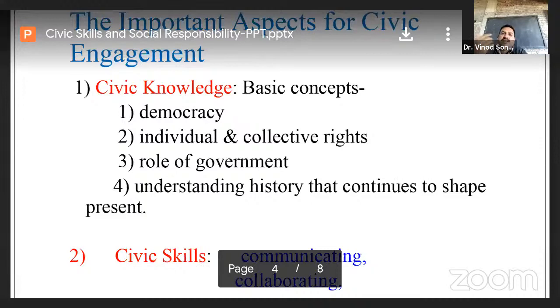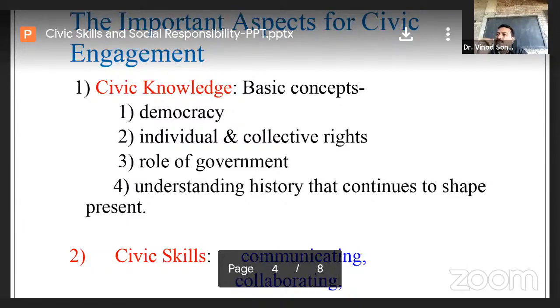Now, we have to engage ourselves in civic activities. We cannot say that though I am a citizen of India, though I am a voter, I have nothing to do with politics, with the government and elections. As you are a voter, you have the right to vote. You are a citizen of India. At that time, you have to engage yourself in the civic activities.